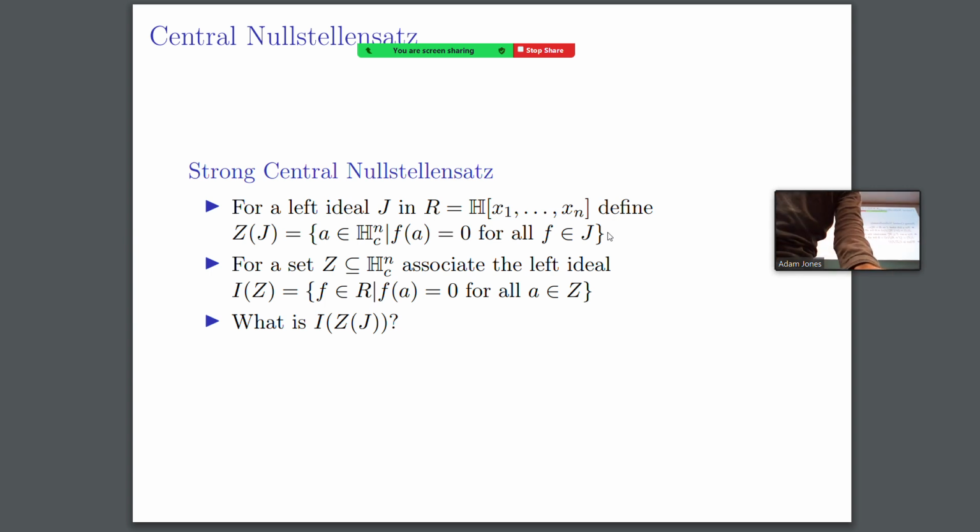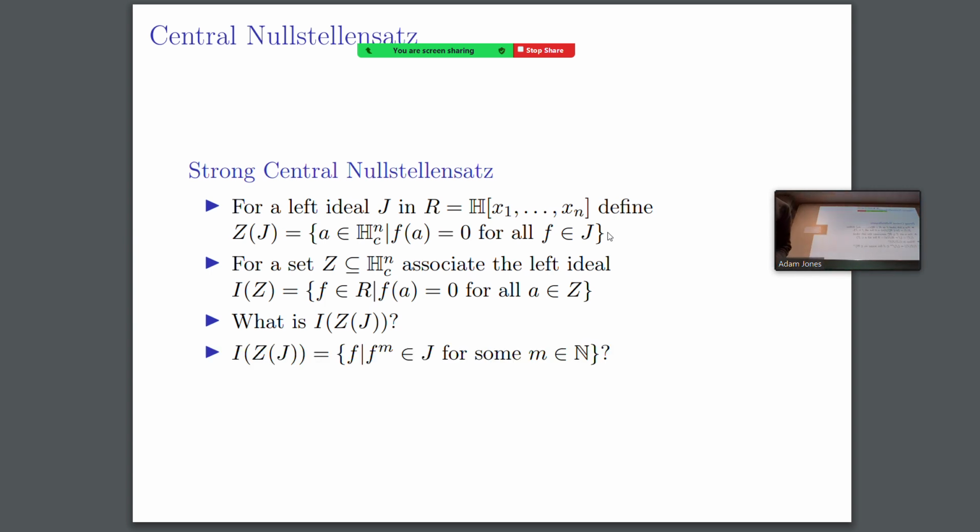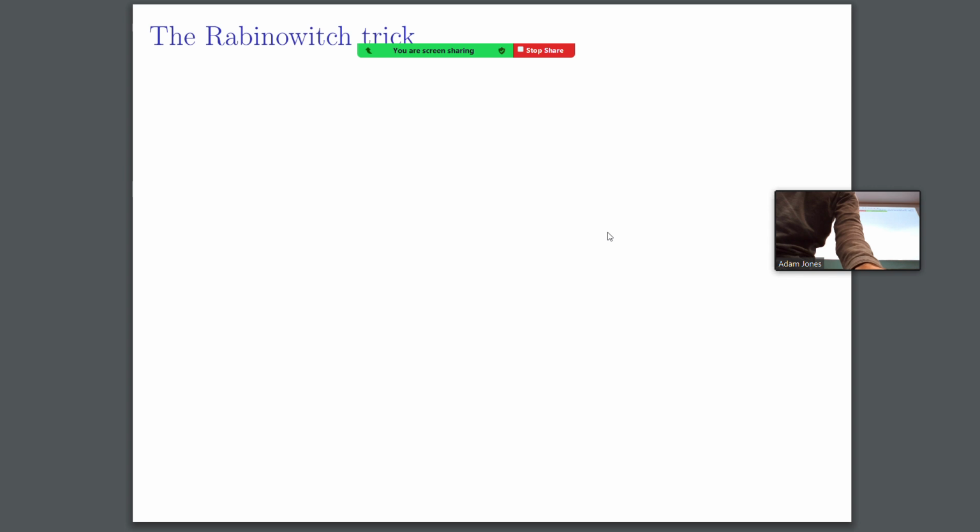Okay, so what would you guess? Well, the first guess is the same answer as in the complex case, right? That this should be the set of roots of elements in J, the radical. So we tried to prove this, and we said, okay, let's see how to prove it in the commutative case. I'm sure many of you have seen this in the famous Rabinowitsch trick.